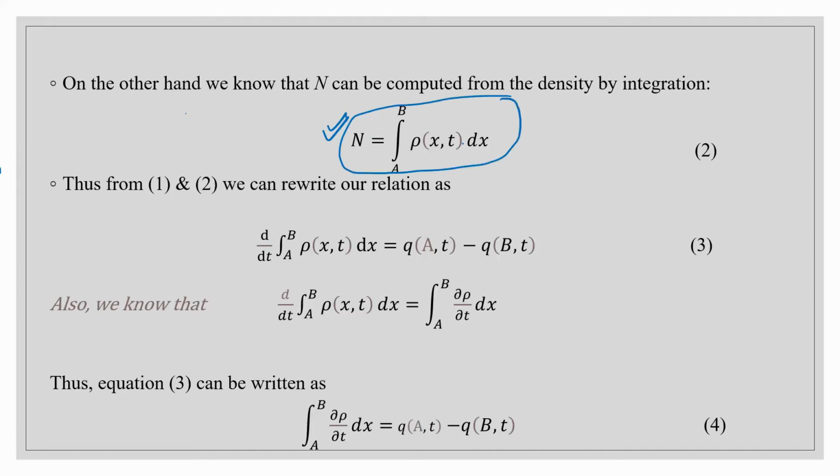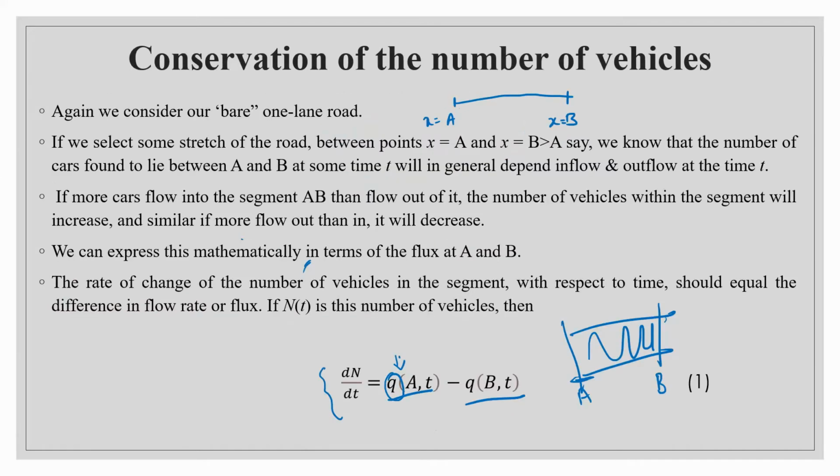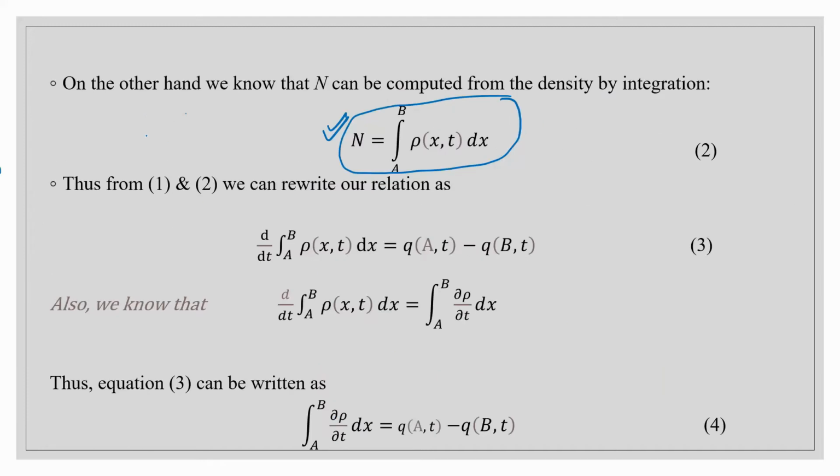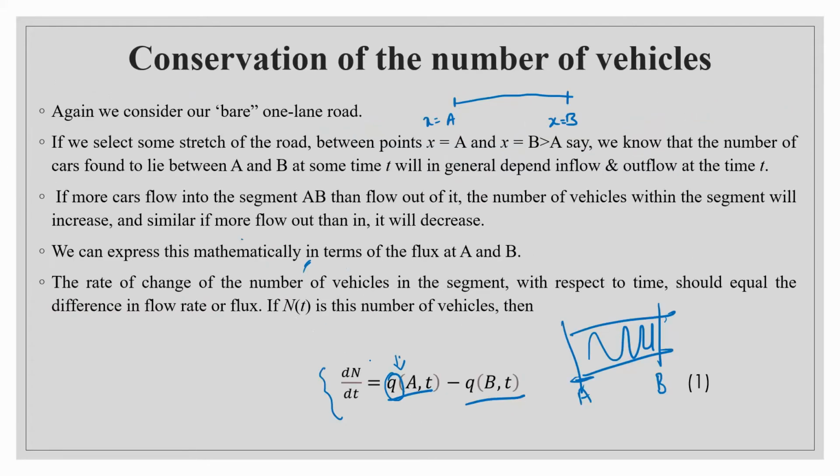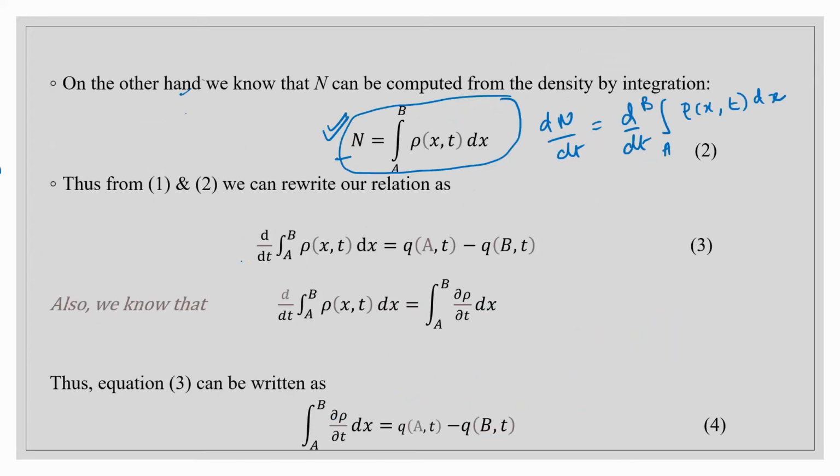Now just see equations 1 and 2. If I differentiate equation number 2, I will get dN by dt is equal to d by dt of the integral from A to B of rho(x,t) dx, right? Now this one is equal to, you can see equation number 1 is also dN by dt, so we can equate both of these and then we will get this equation number 3.